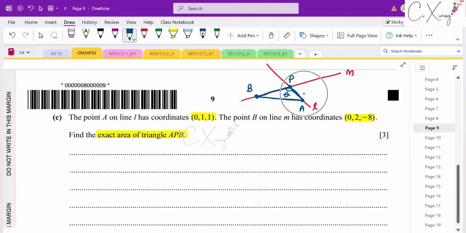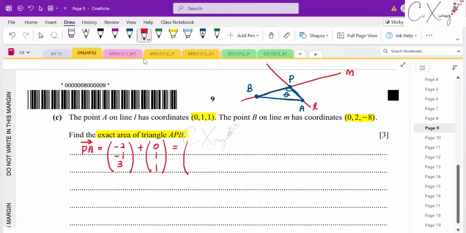Okay, I need to find the length for PA first. To find the length for PA, I use addition in vectors: PO plus OA. So PO plus OA, PO is (-2, -1, 3), plus OA, where OA is (0, 1, 1).